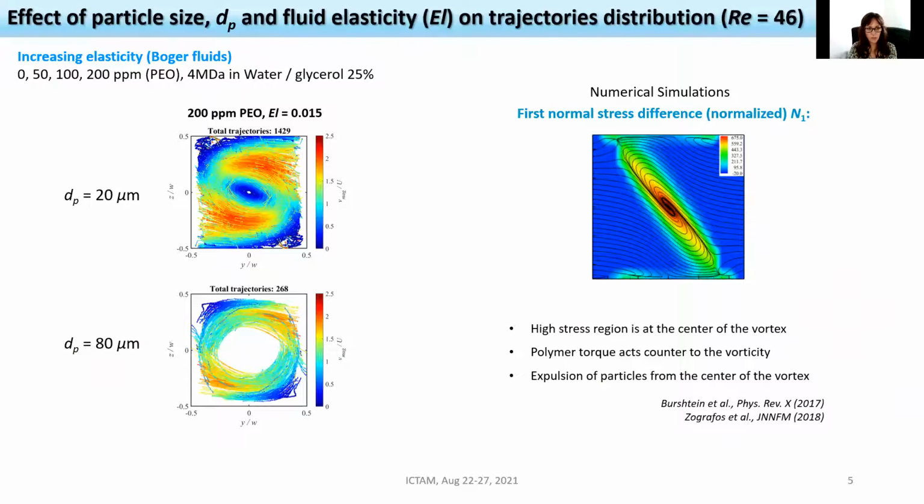In order to study this, we have added elasticity to the fluid. We used polyethylene oxide solution with a high molecular weight and a dilute concentration. And we see the dramatic effect of the elasticity on the particle positions in the flow field. We can explain this by looking at numerical simulations and plotting the first normal stress difference, which tells us where exactly the polymers stretch in the flow field. We see that the high polymer torque can act counter to the vorticity and also cause an expulsion of particles from the center of the vortex.